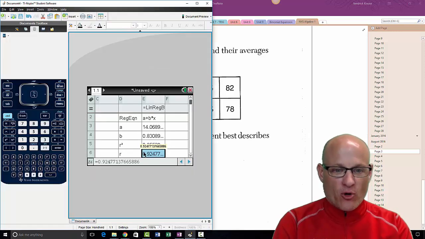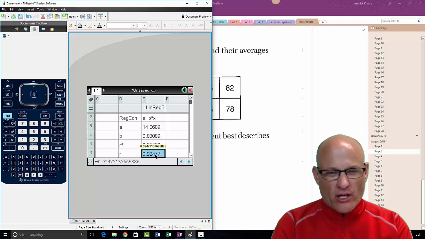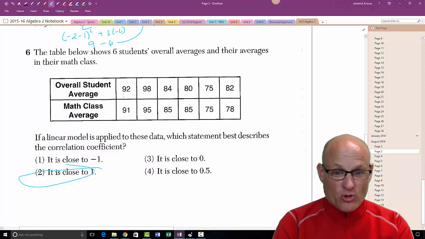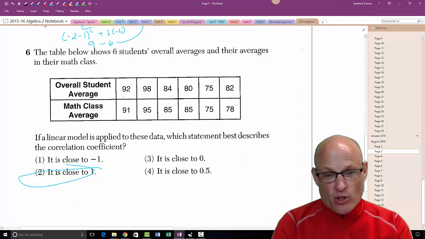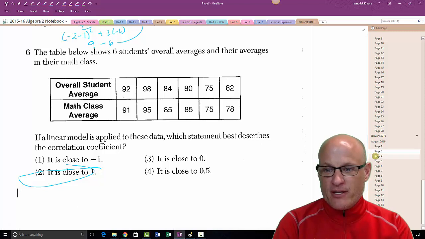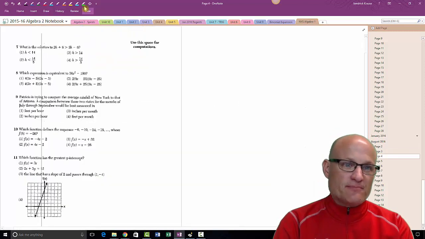Remember, this is what we're looking for. R is our correlation coefficient. 0.92 is kind of close to 1. It certainly isn't close to -1 or 0 or 0.5. It's much closer to 1 than anything else. Okay, that's it for number 6. Let's go to 7.